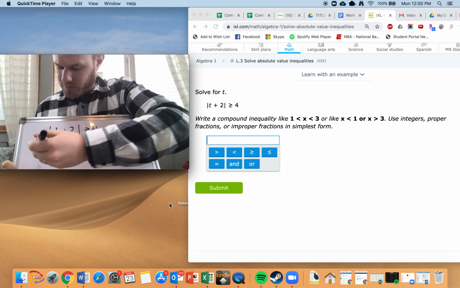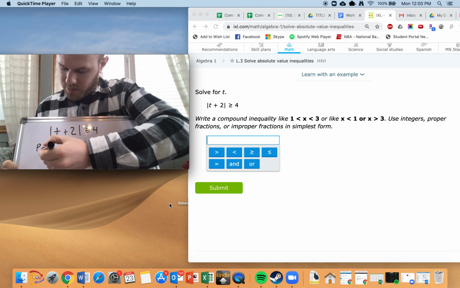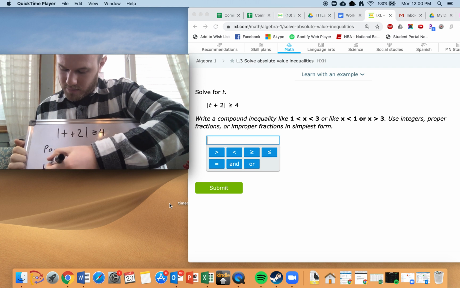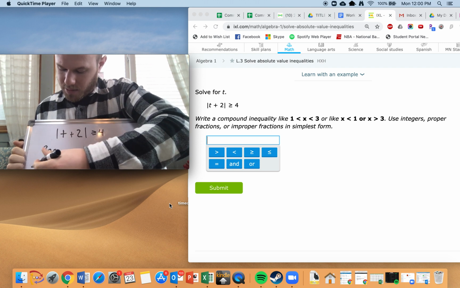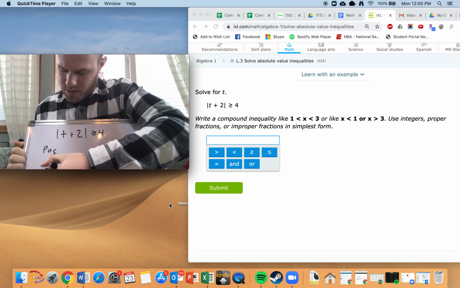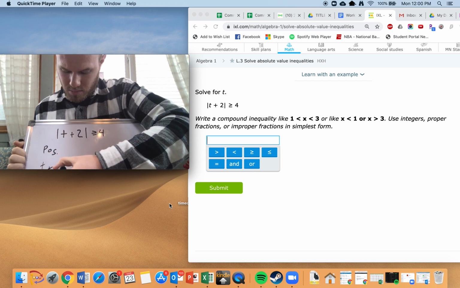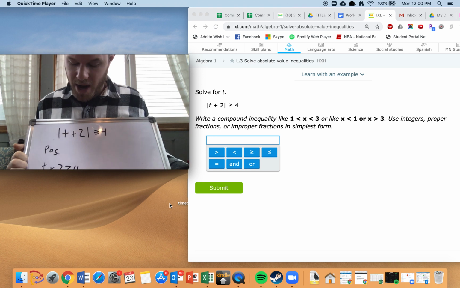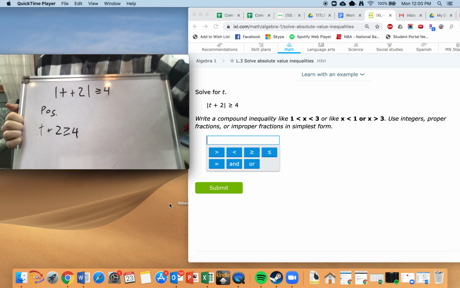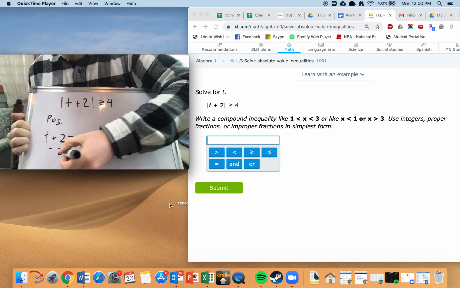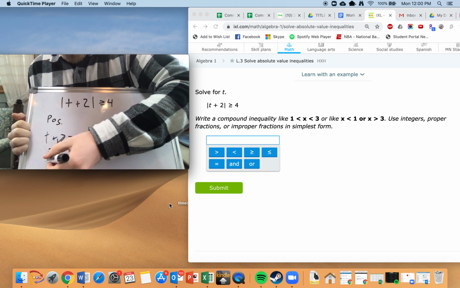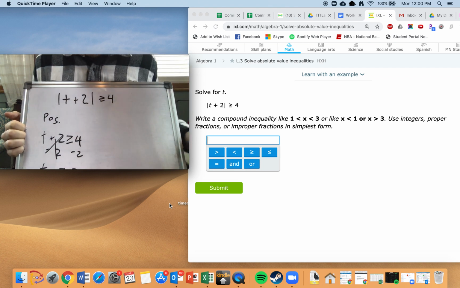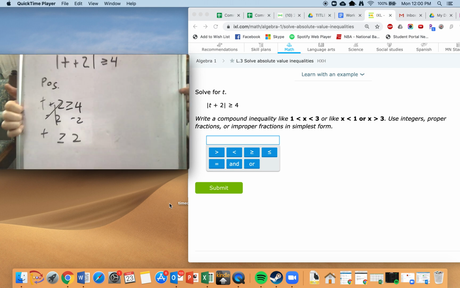With this one, again, remember for these, we always start positive. I always like to do positive. When I have positive, all I do is just take off the brackets. So I have T plus 2 is greater than or equal to 4. All you do is take off the brackets and solve for the variable. So subtract 2, subtract 2, and I get T less than or equal to 2. Okay, so there's the positive.